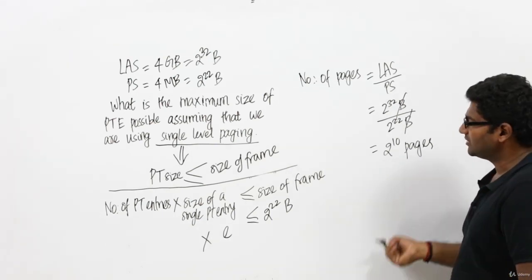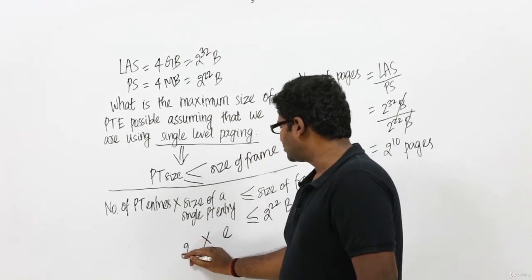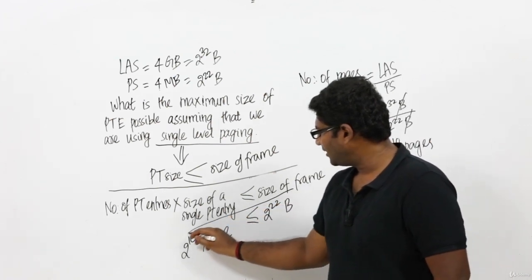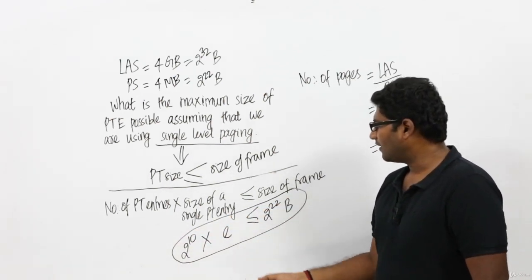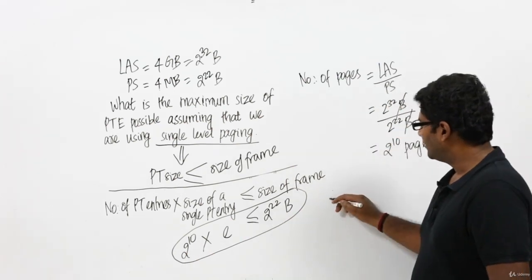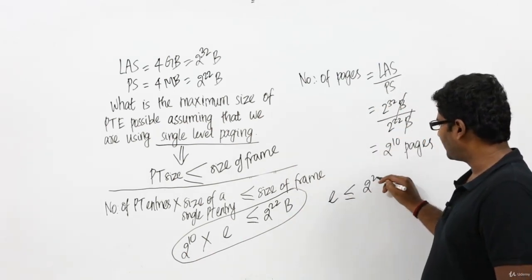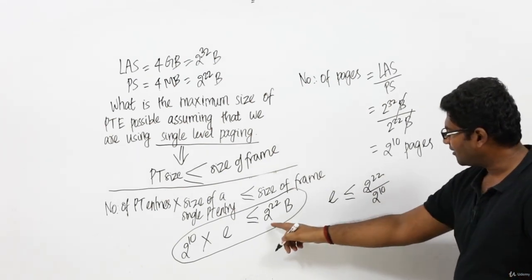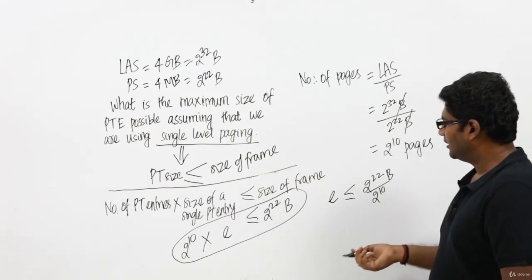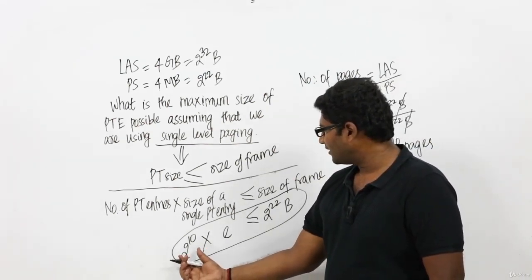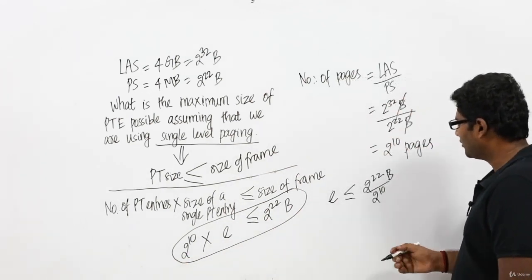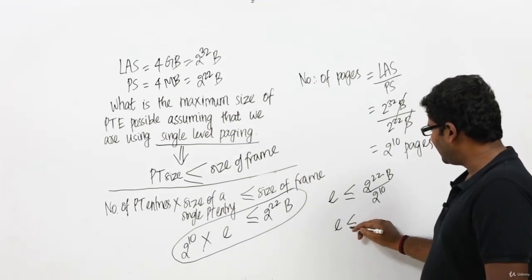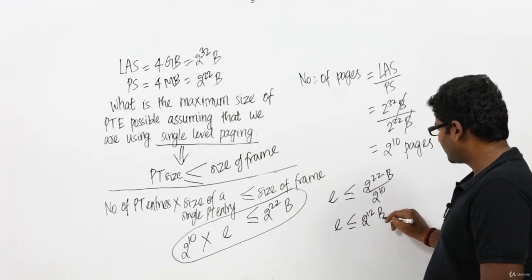So if there are 2 power 10 pages, then the number of page table entries will also be equal to 2 power 10. So 2 power 10 into E should be less than or equal to 2 power 22. Now I can bring this 2 power 10 here. So E should be less than or equal to 2 power 22 divided by 2 power 10. The bytes will remain as it is. This 2 power 10 is number of page table entries, so it will not have any unit. So 2 power 22 divided by 2 power 10 is 2 power 12, so E should be less than or equal to 2 power 12 bytes.